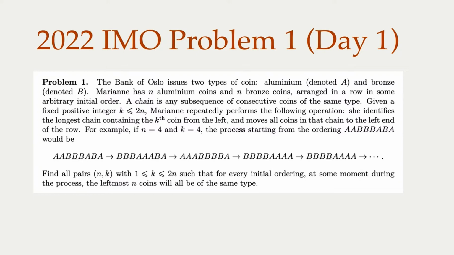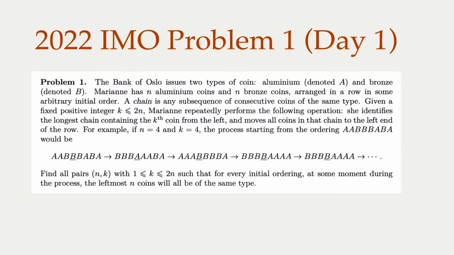So here we are asked to figure out what combinations of n and k, positive integers, are such that no matter what the initial condition is, you can always terminate. In other words, you always end up with either n type A followed by n type B, or n type B followed by n type A. So why don't you read the problem, pause the video if needed, and try to solve it. When you are ready, let's continue with the solution.